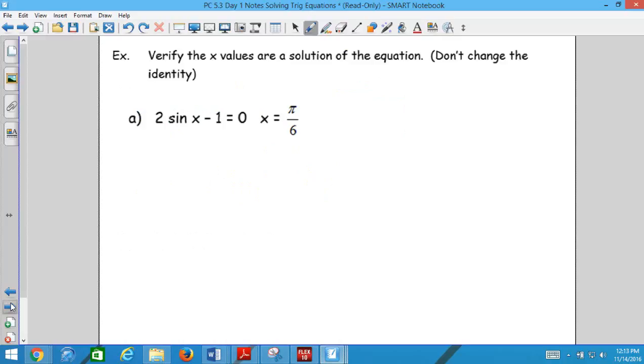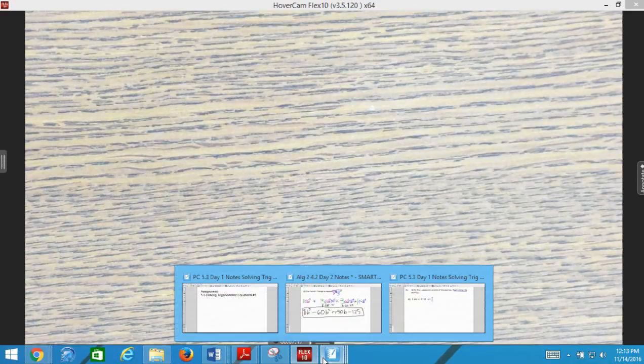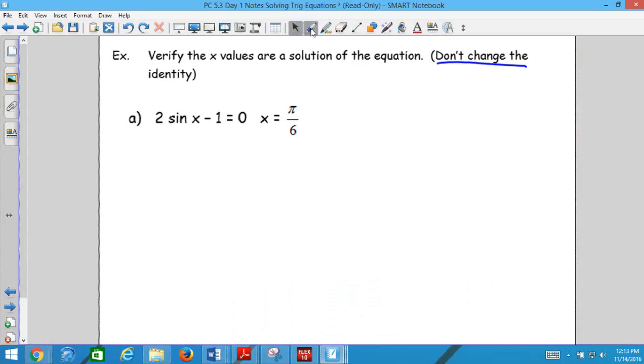Verify that the x values are a solution of the equation. Don't change the identity. That sounds like what we were doing last week too. So verify means plug it in, show all the steps, but it says don't change the identity. That means that we're not going to move the 1 over. We're not going to divide by 2. We're not actually solving anything.